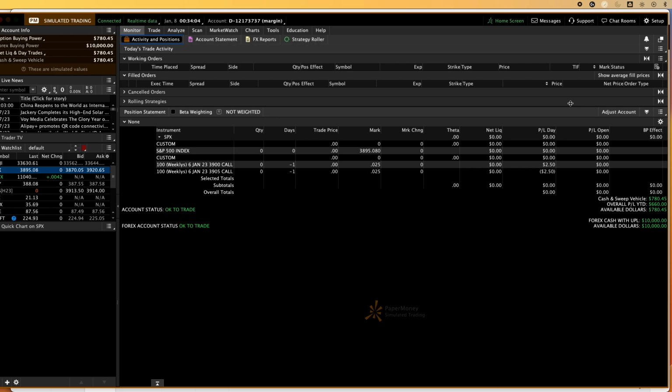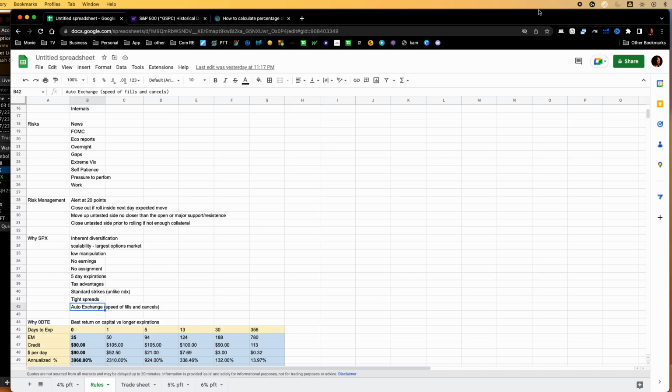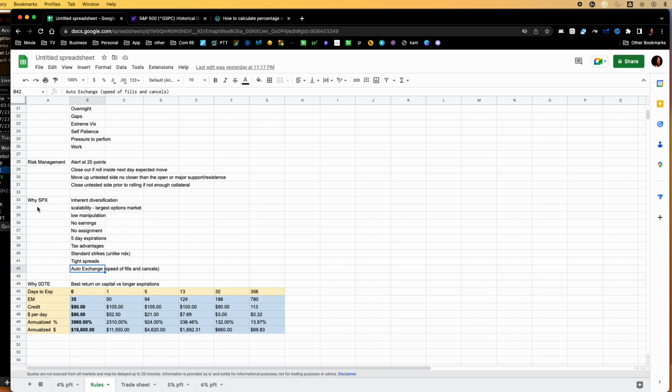It's mostly automatic. So when you hit cancel, it's canceled. When you place an order, the order is placed. So it's just another thing that you don't really have to worry about, that you don't even know that you didn't have to worry about it, right? Another convenience. So that's why we do the SPX specifically, but why do we do 0 DTE?